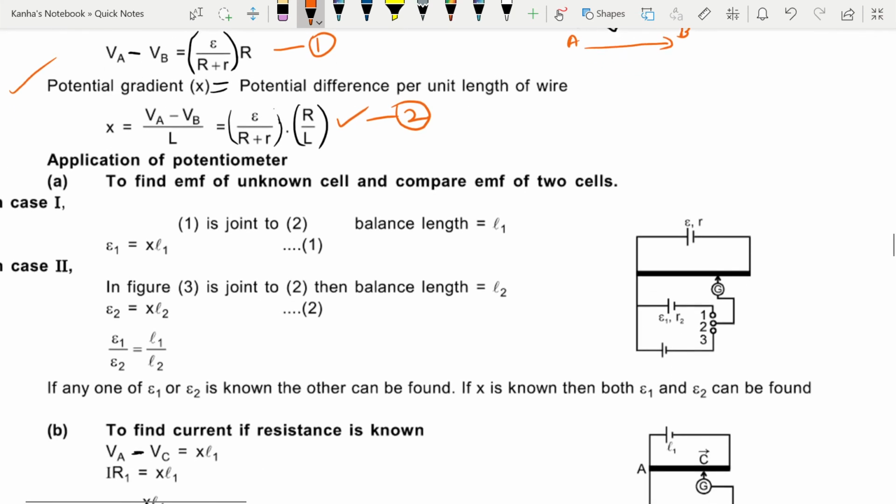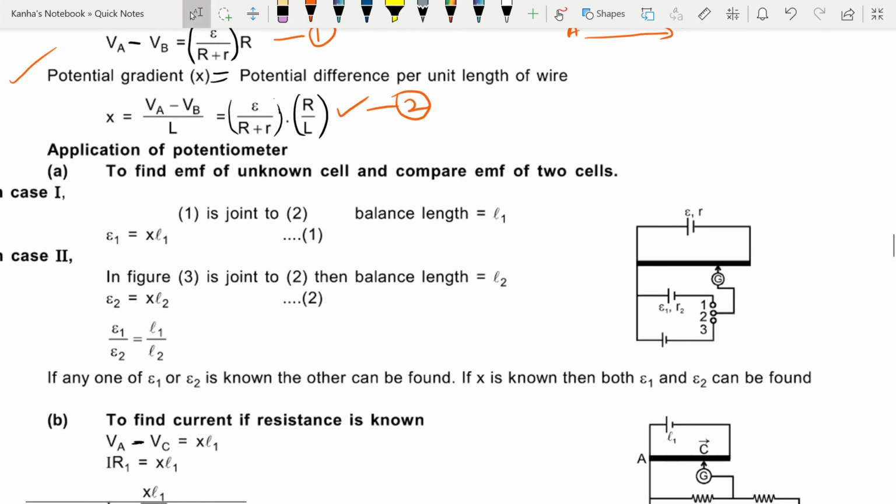So there are 2 or 3 prominent applications of the potentiometer. The first one is to find the EMF, electromotive force, of an unknown cell and compare the EMF of 2 cells. So you have the normal primary circuit of the potentiometer. Now you add a secondary circuit to it. This was my point A, this was my point B, and this was my wire. You apply this second circuit, and there is a galvanometer attached here, and you have a jockey which you move along the wire AB.